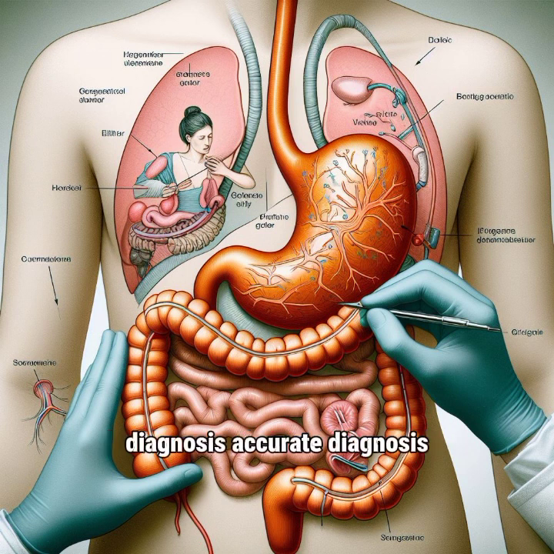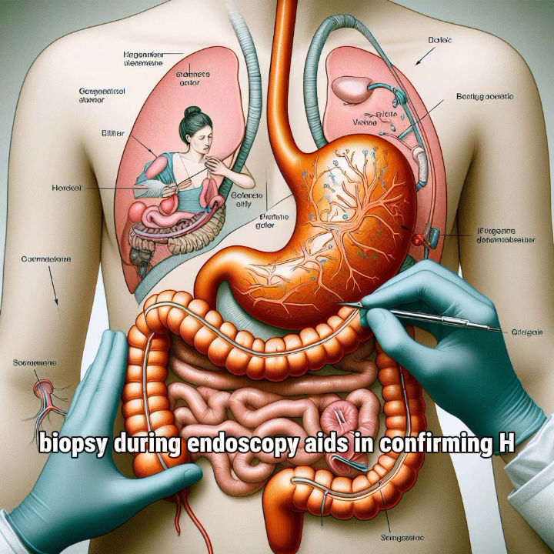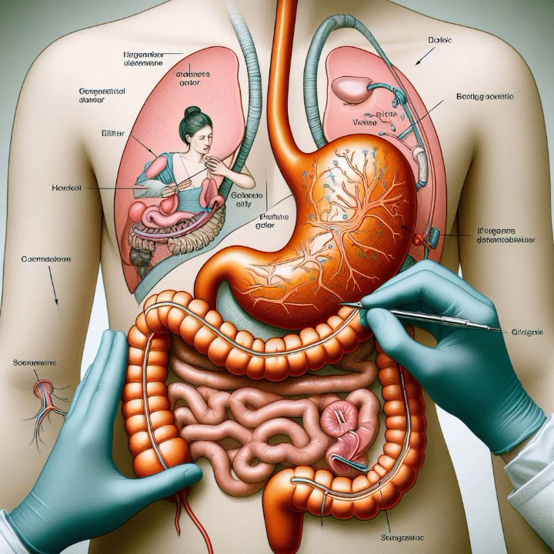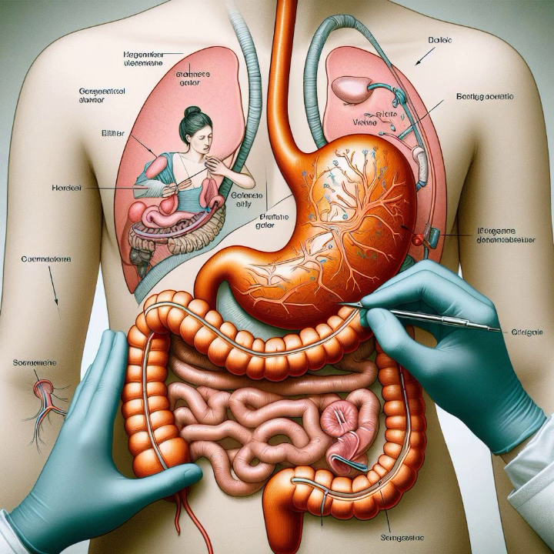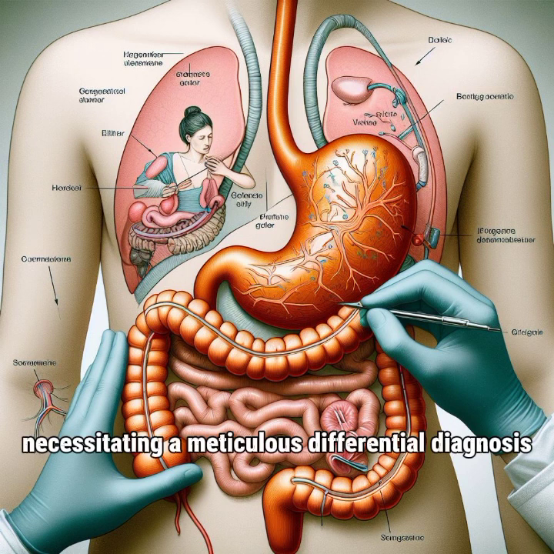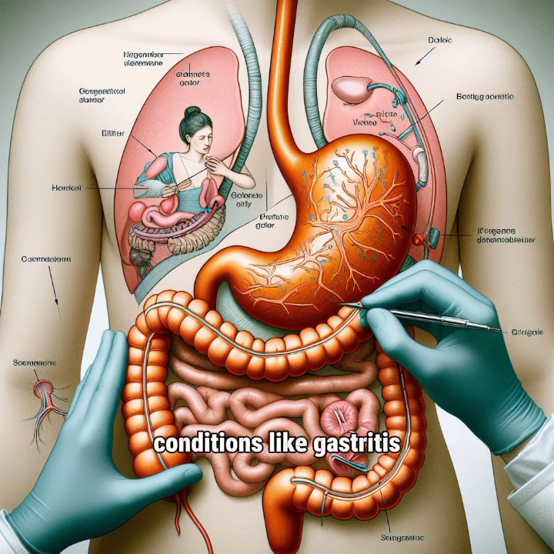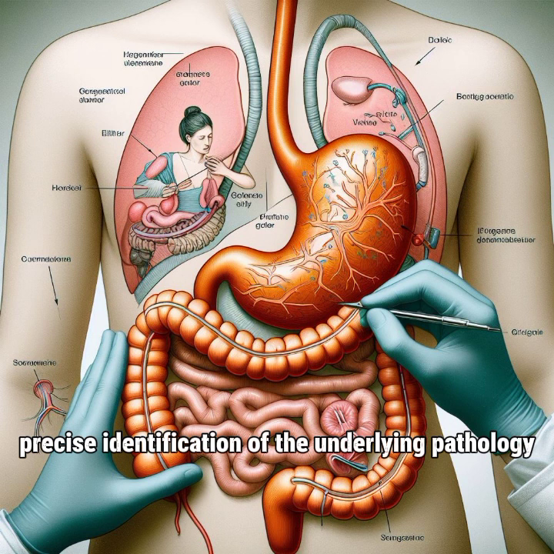Diagnosis. Accurate diagnosis is crucial for effective management. Endoscopic examination, commonly gastroscopy, is the gold standard for identifying ulcers. Biopsy during endoscopy aids in confirming H. pylori infection. Additionally, imaging studies like barium contrast studies may offer insights into ulcer localization. Differential diagnosis. Several gastrointestinal conditions share symptoms with peptic ulcer disease, necessitating a meticulous differential diagnosis. Conditions like gastritis, gastroesophageal reflux disease, and malignancies must be considered to ensure precise identification of the underlying pathology.